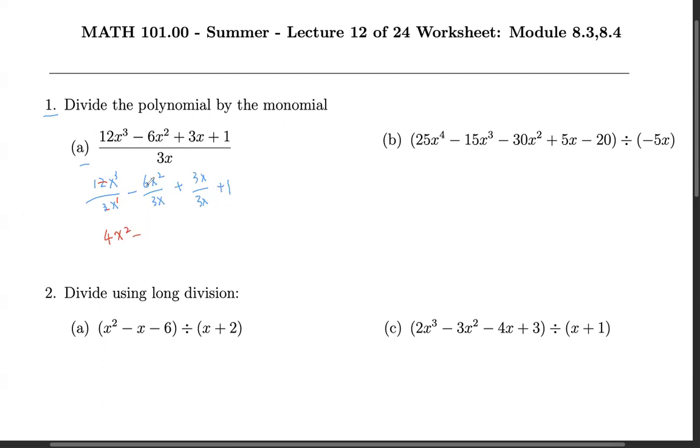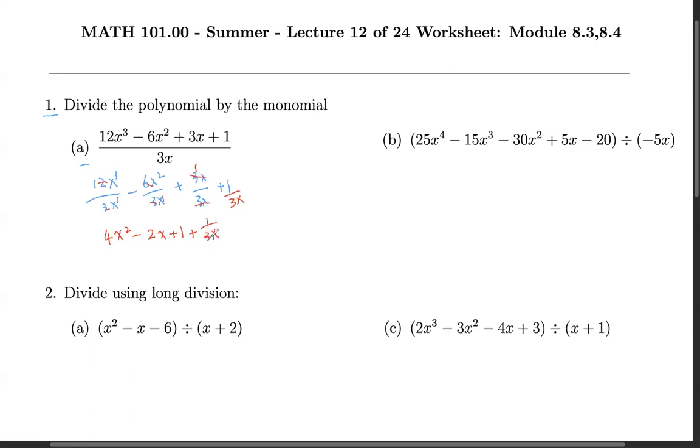Then minus 6 divided by 3, that's 2. X squared divided by x, that's x raised to 2 minus 1, which is just x raised to 1, which is read as x. Then plus 3x divided by 3x, something divided by itself, that's just 1. So plus 1. Oh, sorry, I made a mistake. This is not a plus 1. Plus 1 divided by 3x. Then plus 1 divided by 3x.